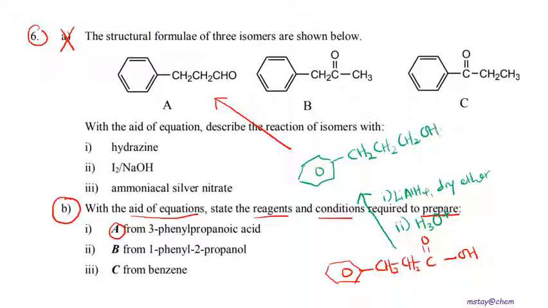CH2OH. Okay, and then from the primary alcohol, if we want to produce the aldehyde, we are going to use a weak oxidizing agent, PCC in CH2Cl2.